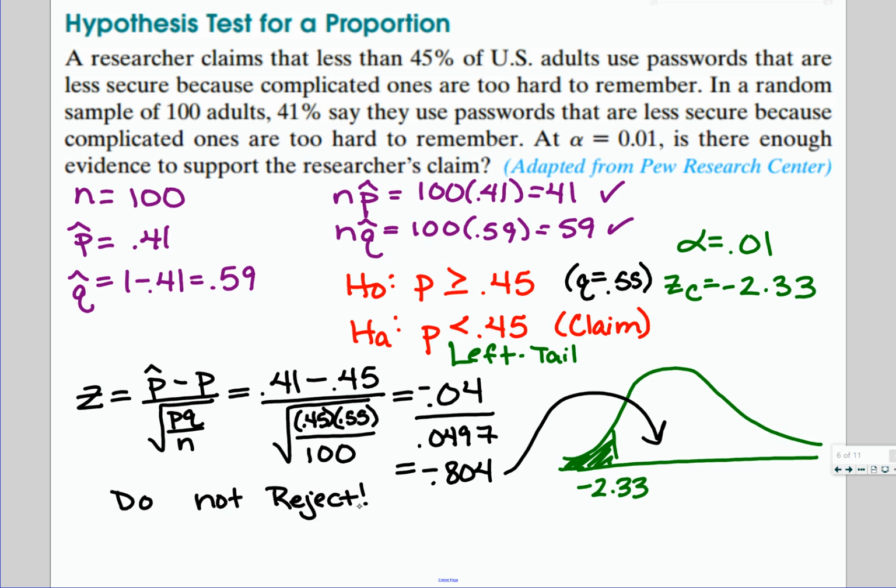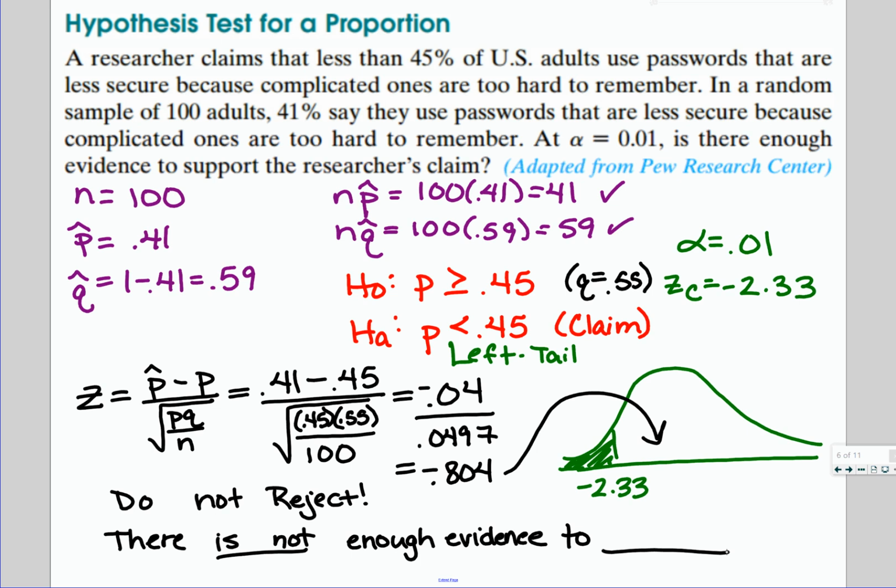So if we do not reject, we say there is not enough evidence to, and then we look at where my claim is now. So do we use the word reject or support here? If my claim is the alternative, support. There is not enough evidence to support the claim made by the researcher that less than 45% of US adults use passwords that are less secure because complicated ones are too hard to remember.